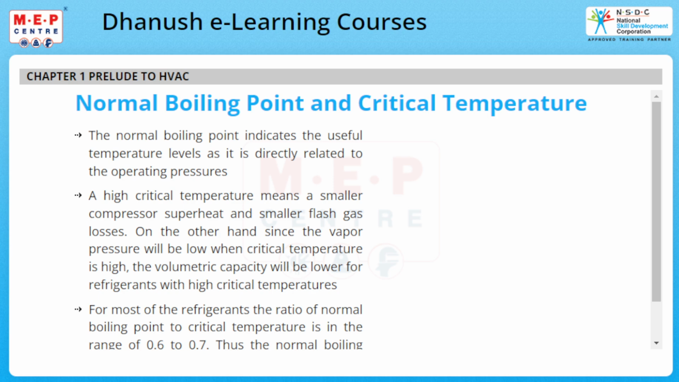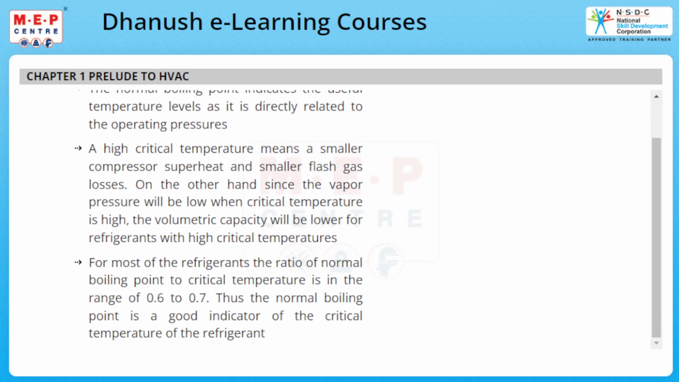A high critical temperature means a smaller compressor superheat and smaller flash gas losses. On the other hand, since the vapor pressure will be low when critical temperature is high, the volumetric capacity will be lower for refrigerants with high critical temperatures. For most of the refrigerants, the ratio of normal boiling point to critical temperature is in the range of 0.6 to 0.7. Thus, the normal boiling point is a good indicator of the critical temperature of the refrigerant.